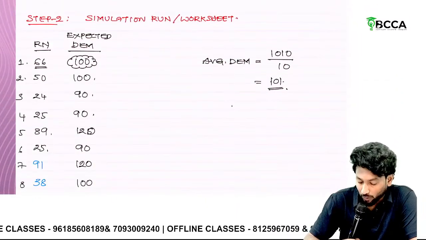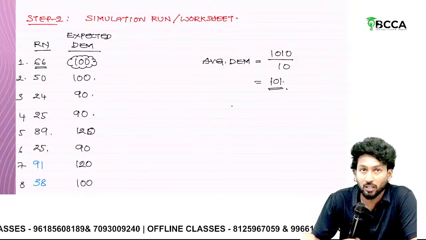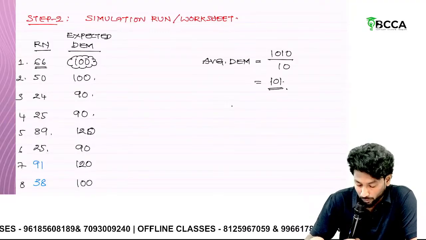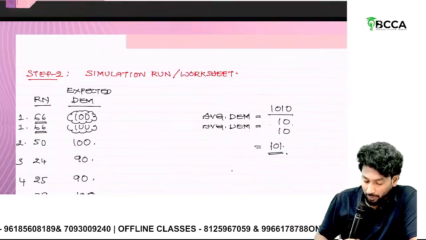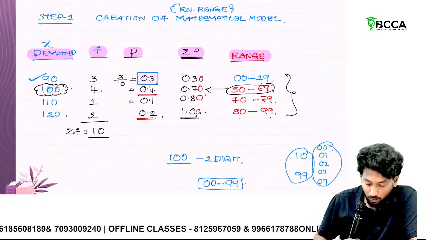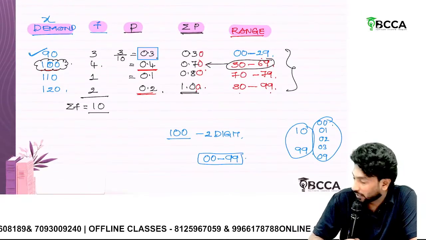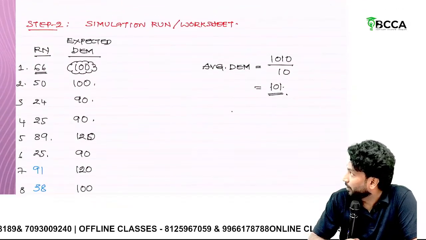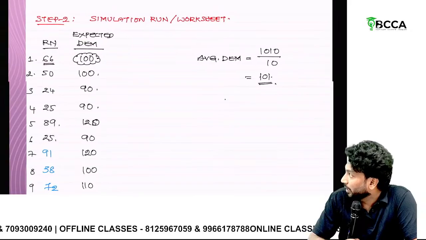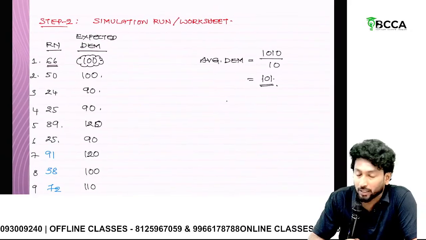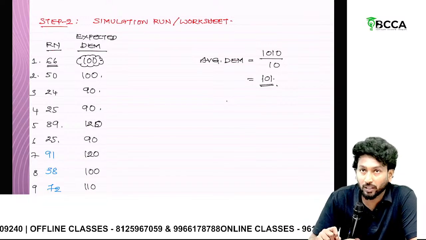Now in step 2 we do the simulation worksheet or simulation run, sir. Here we need random numbers. First of all we have to write the random numbers, then for each random number you need to find out in which particular range it falls. The respective variable is called the expected variable here. Likewise, by using random numbers we can estimate the future expected demand, expected cost, expected sales, expected supply, all those things, sir.